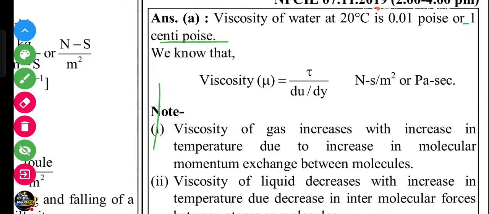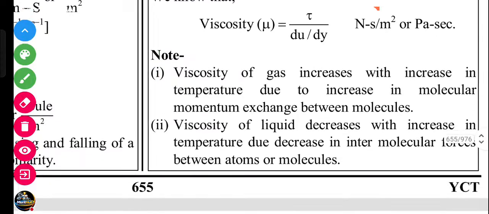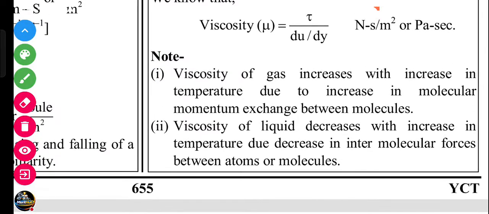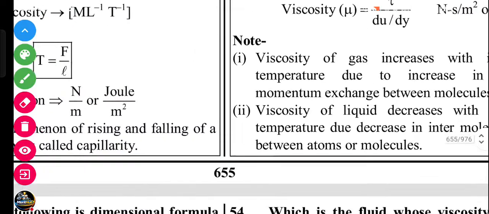The viscosity of a gas increases with the increase in temperature due to the increase in molecular momentum exchange between the molecules. The viscosity of a liquid decreases with the increase in temperature due to the decrease in intermolecular forces between the atoms or molecules.